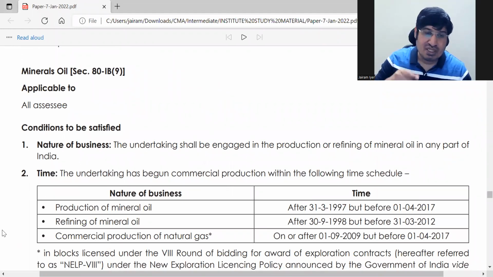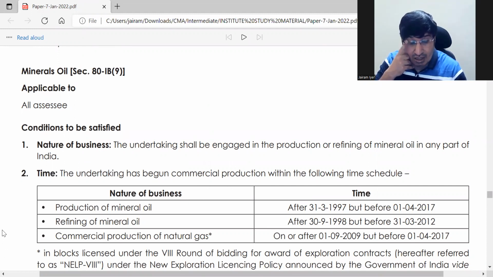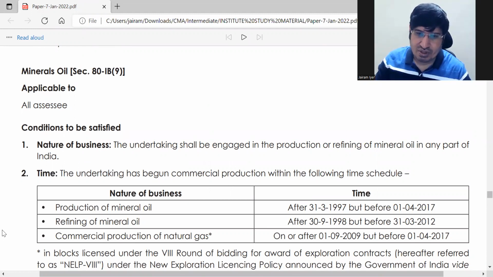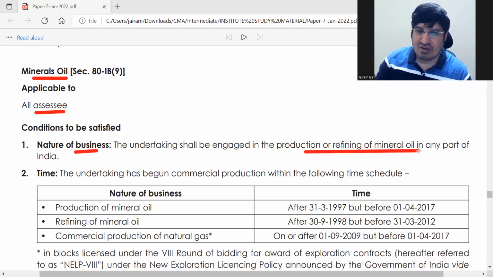So from this point, mineral oils, which is 80 IB. Okay, here, let's look at one. Let's take this one too, I think it will be done here. This is for mineral oils. Okay, applicable to all SSC. So nature of business is production and refining of mineral oil in India.